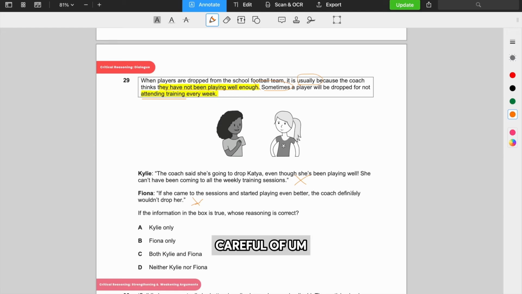Always be careful of words like definitely, must or can't, because they are all words which assume certainty. You should always be a bit wary of them, because it's very easy to disprove these statements. In this case, both Kylie and Fiona are wrong. D.